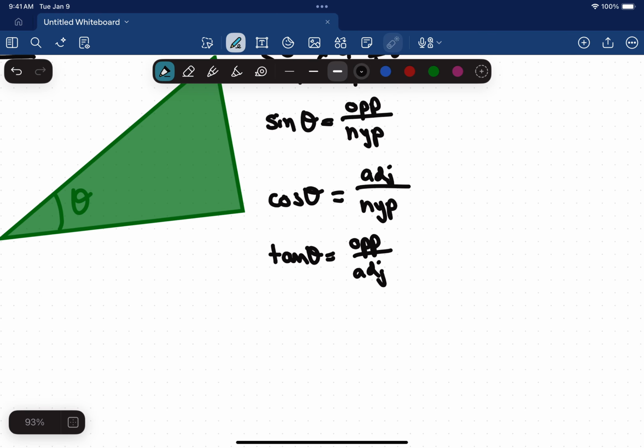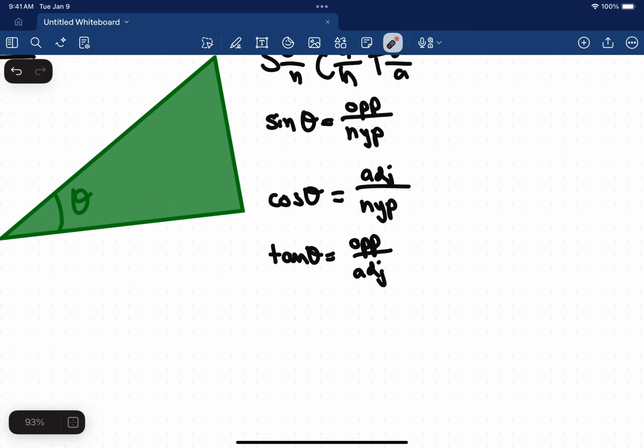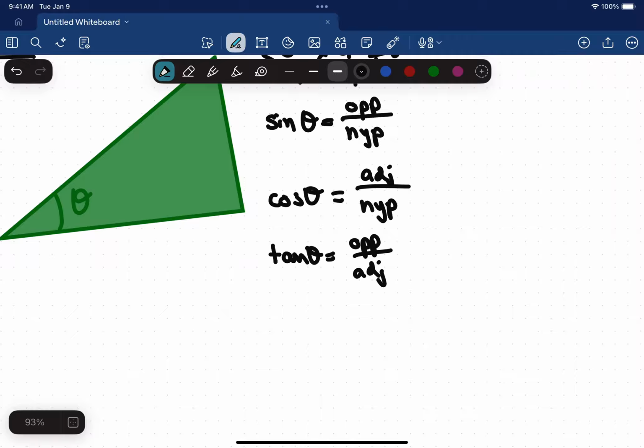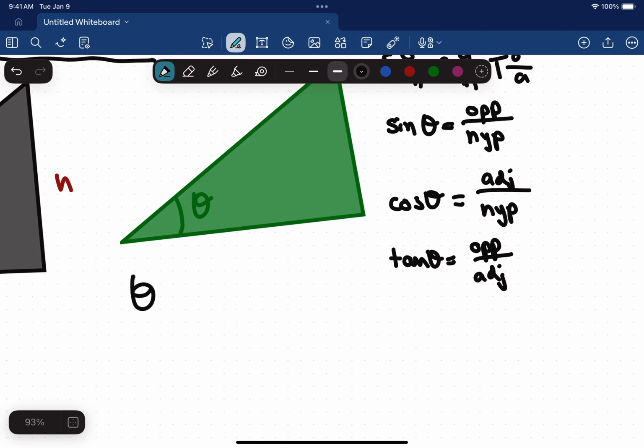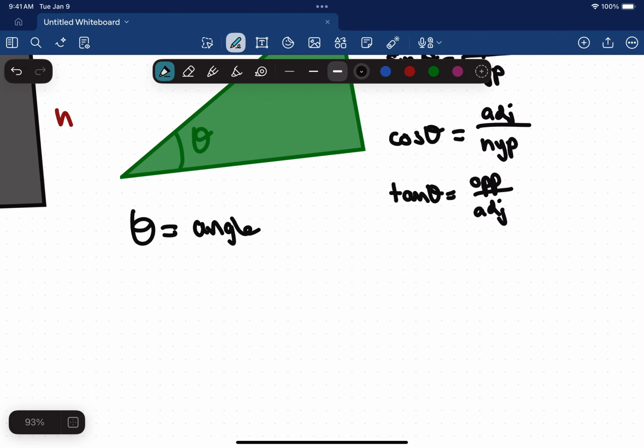Now, don't be scared of this thing called theta. That is literally just another word for angle. Theta is literally just called angle, in other words. And that's just going to be the same meaning. So don't worry about all that. When you hear theta, just think of angle.